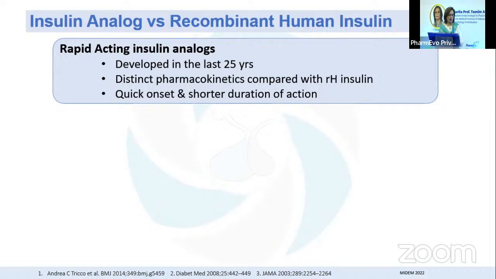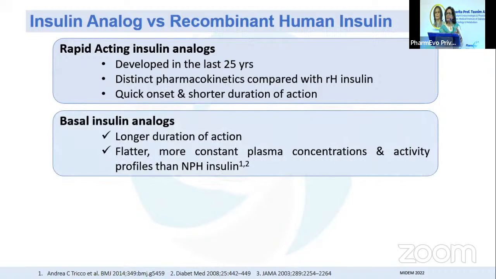It has a quick onset and shorter duration of action, so hypos are likely to be less with this. The basal insulin analogs have a longer duration of action, longer than the 12 to 18 hours that you have with NPH. But with U100, like I said, it is not usually totally 24 hours. It has a flatter, more constant plasma concentration as compared to NPH.